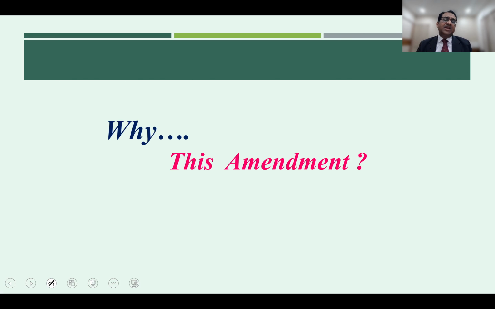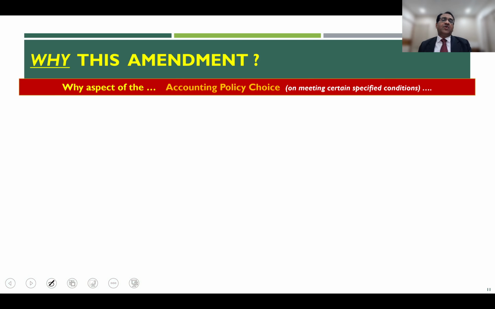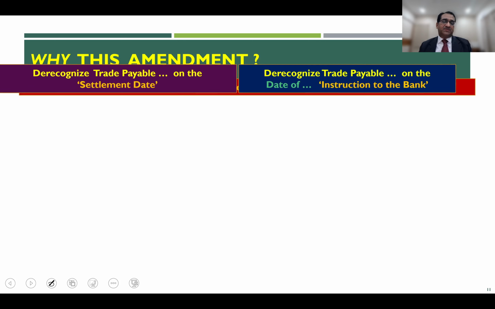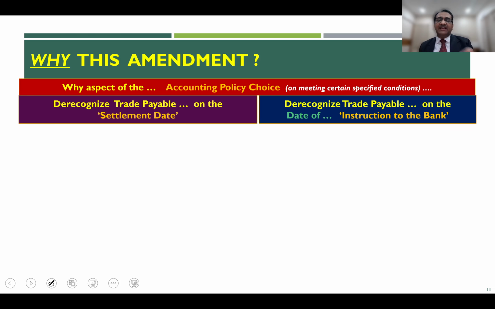And I will relate it to the first slide which we saw during the day, wherein we saw what is the generic requirement. So see here, the why aspect of this accounting policy choice. So the choice is to the entity. The first choice is to derecognize the trade payable on the settlement date, and by way of an exception, derecognize the trade payable on the date of instruction to the bank. But this is a choice which you have to make. For each one of these, there is a reasoning why this requirement has been given.